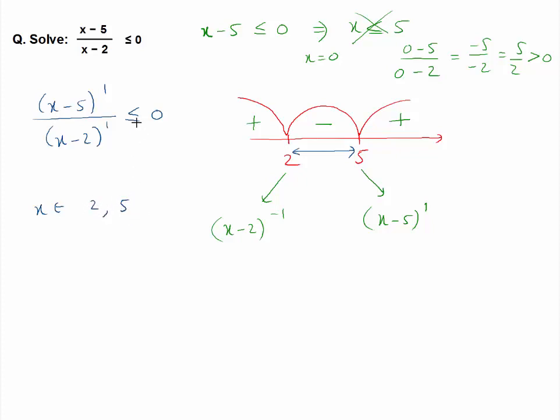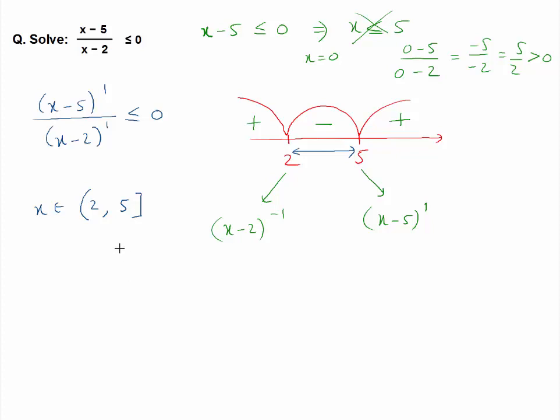Now since there is equality, we would like those points as well where this becomes 0. So this becomes 0 at 5. Note here that 2 would have been included if it were overall in the numerator. Since it is in the denominator, when we substitute 2, it will not be 0. In fact, it will be not defined. Therefore, 2 is excluded from the solution. So this will be our answer.